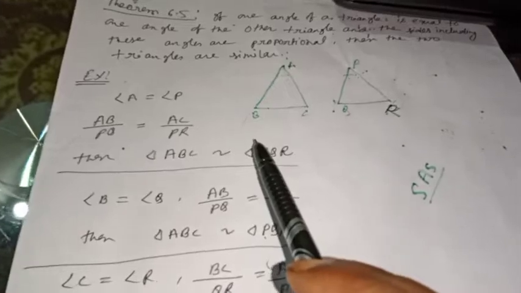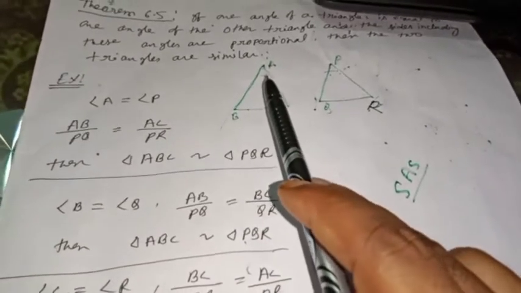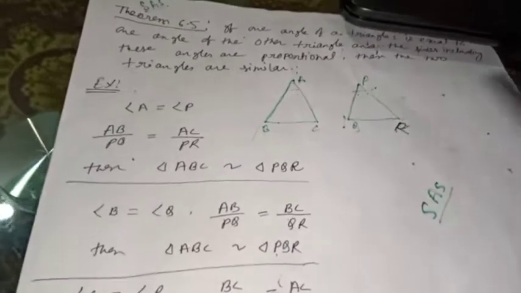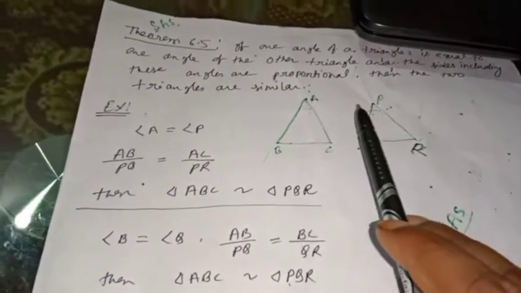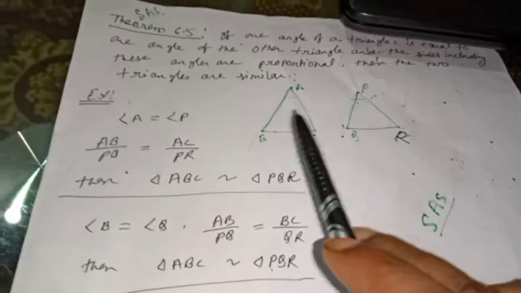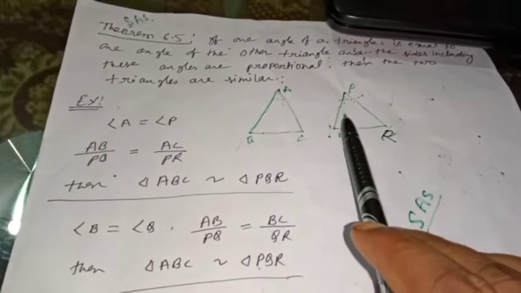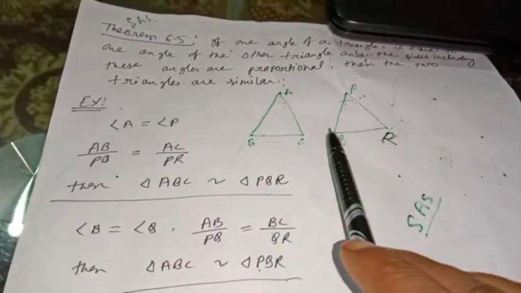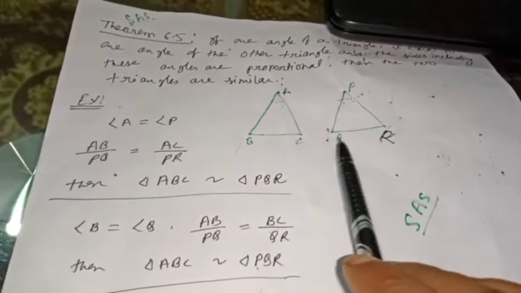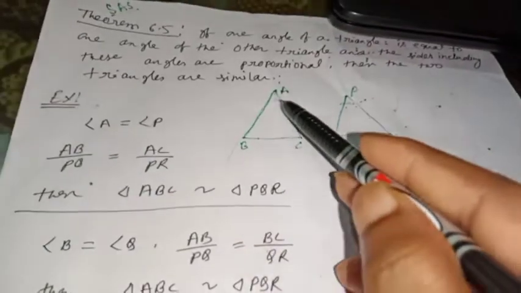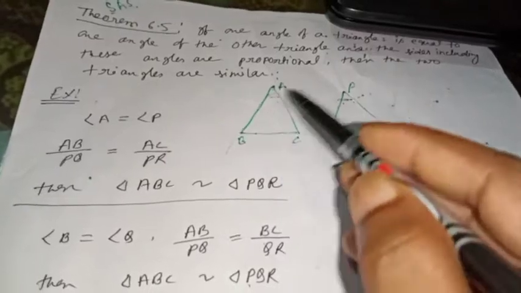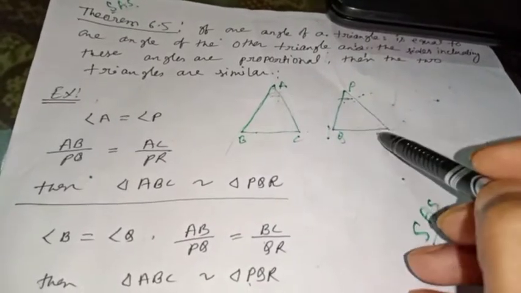I have shown you because maybe if I explain only angle A and angle P, then you will think that only this top angle should be equal, and only then you can say they are similar. No, if any one of the angles is equal, suppose in case angle B and angle Q, then you have to get AB by PQ and BC by QR. Suppose angle A and angle P are equal and your AB by PQ is not equal to AC by PR.